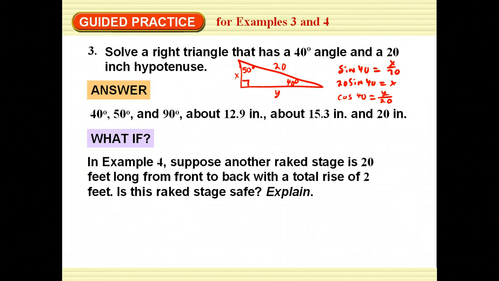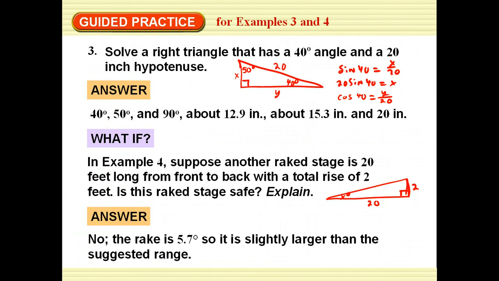What if in example 4, suppose another raked stage is 20 feet long from front to the back with a total rise of 2. So now this time they're not giving us that hypotenuse. They're giving us this side, 20 feet long, a rake or height of 2. So we're looking for this angle here. So I've got opposite over adjacent. And so what we're talking about is the tangent inverse of the opposite over the adjacent.